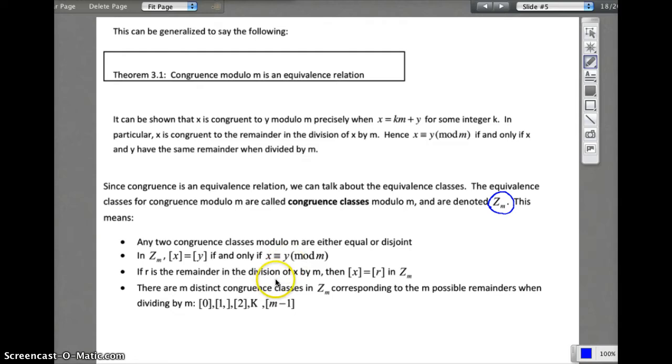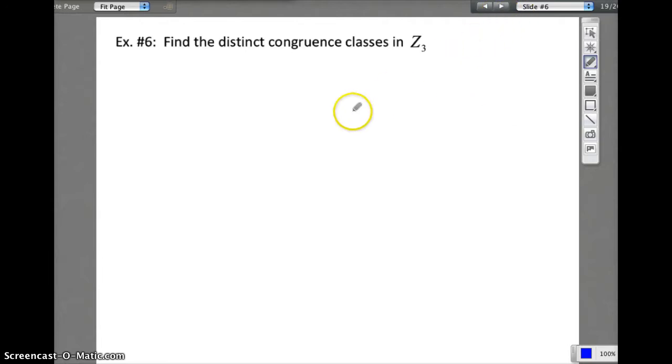So if r is the remainder, the congruence class of x will always be equal to the congruence class of the remainder when we're working in Z mod m. So we'll always have m distinct congruence classes in Z sub m. Let's look at this with an actual number. The distinct congruence classes in Z3. We're going to be looking at 0, 1, and 2. So as it said there, from 0 to m minus 1.